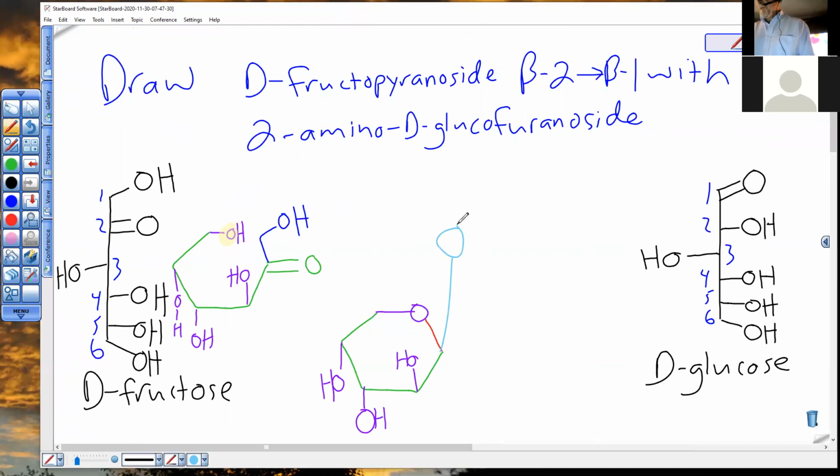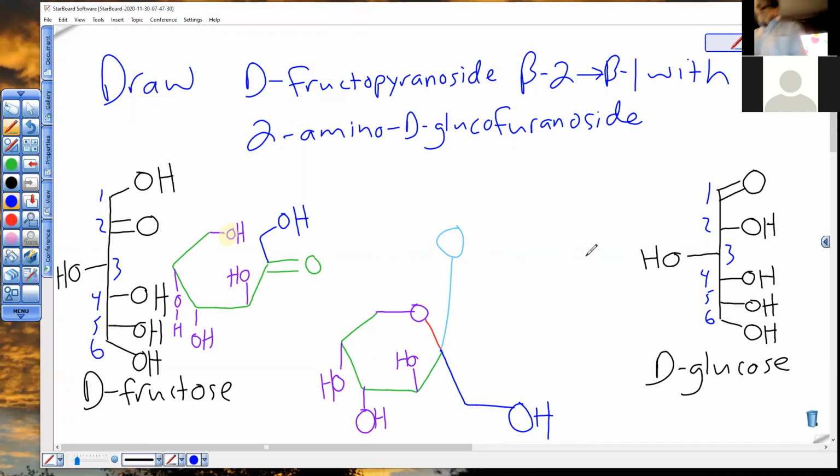And the CH2OH, the blue one here, has to be on carbon 2, because that's carbon number 1. And if you drew this O up, based on the alternate definition, that has to be down. And that's going to be connected to carbon number 1 of glucose. That's what it says. This O is connected to carbon 1 of glucose. Glucose is in a furanoside.